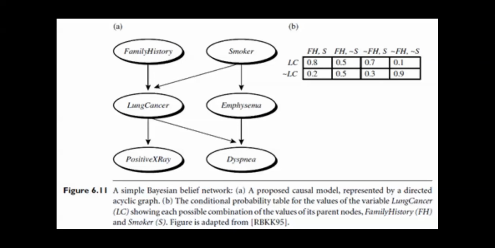The proposed causal model is represented by the directed acyclic graph. The second table represents the conditional probability table for the values of the variable lung cancer, LC, showing each possible combination of the values of its parent nodes, family history and smoker. FH represents family history, S represents smoker, and LC represents whether lung cancer occurs or not. This is the information you represent in the simple Bayesian belief network.